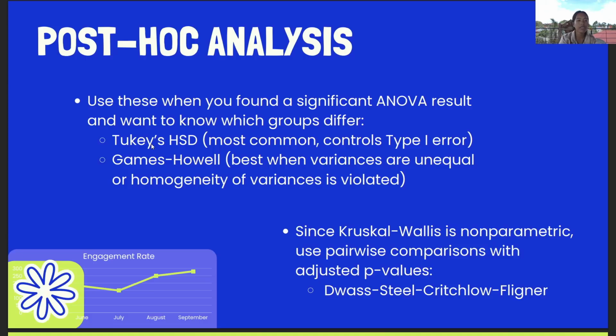We also have the post hoc analysis. Use this when you found a significant ANOVA result and want to know which groups differ. Tukey HSD is the most common and controls Type 1 error. Games-Howell is best when variances are unequal or homogeneity of variances is violated. Since Kruskal-Wallis is non-parametric, use pairwise comparisons with adjusted p-values.